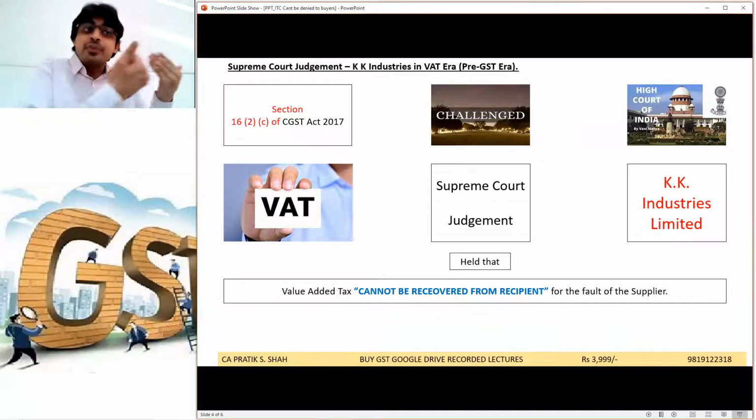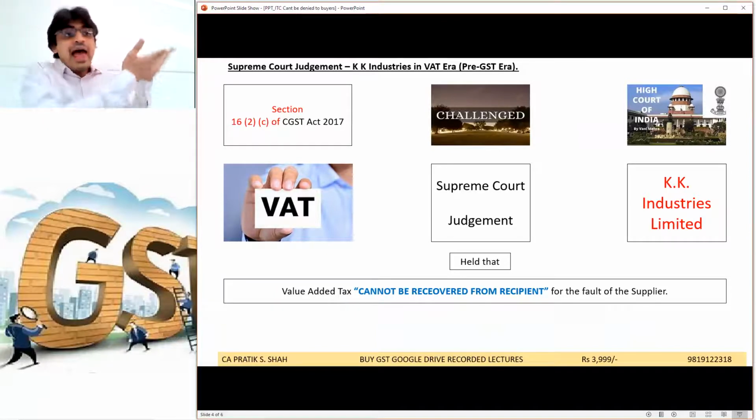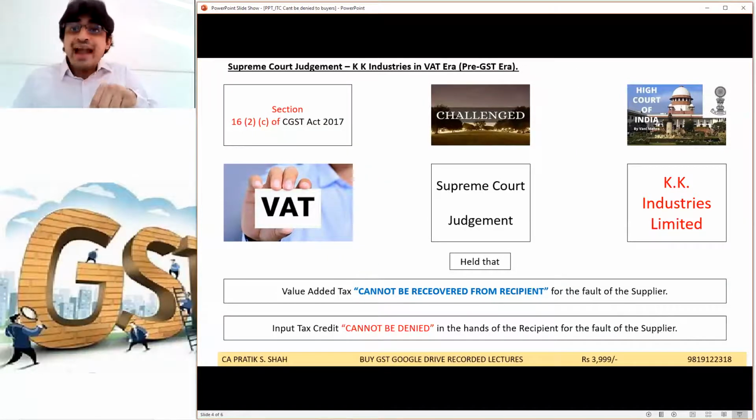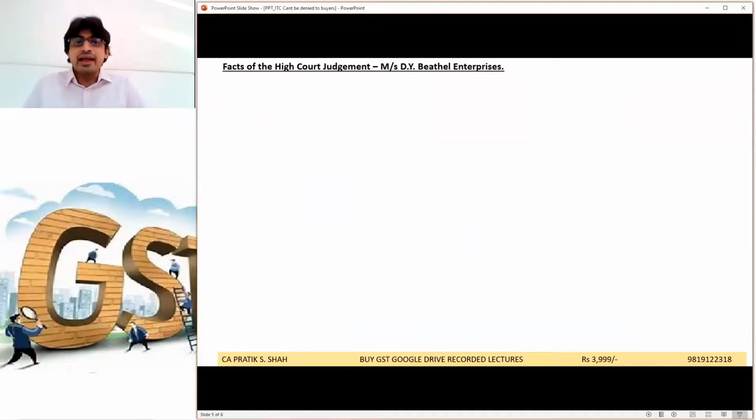So if recipient has paid VAT to the supplier, and supplier has not paid VAT to the government, you should catch the supplier, not the recipient. The input tax credit of VAT shall not be reversed in the hands of the recipient. This was held in KK Industries Limited. This should have been continued in GST. Am I right?